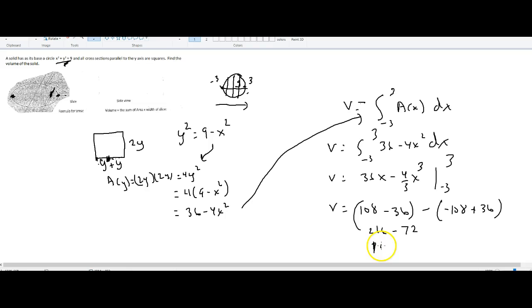144 cubed units, whatever's cubed. Okay, and that would be the volume of this shape. How many squares of whatever size I could chop out of this would be 144 squares. Okay, so that is the answer to that question.